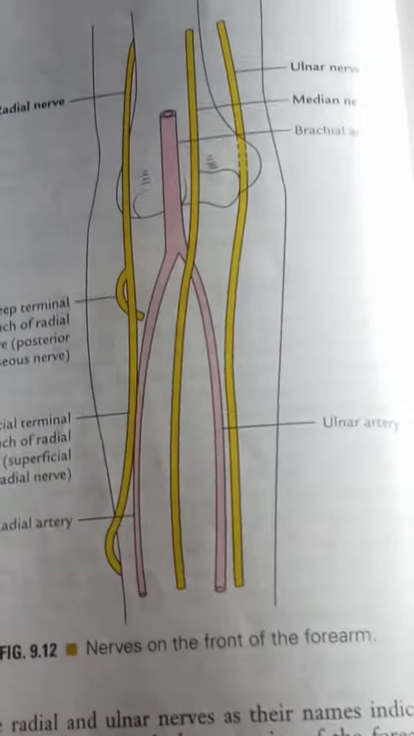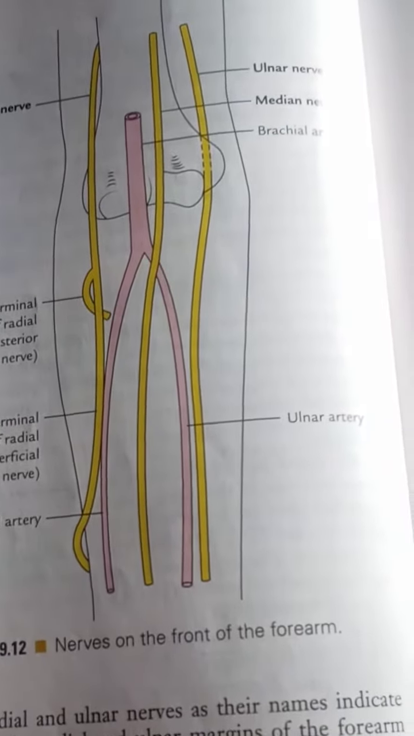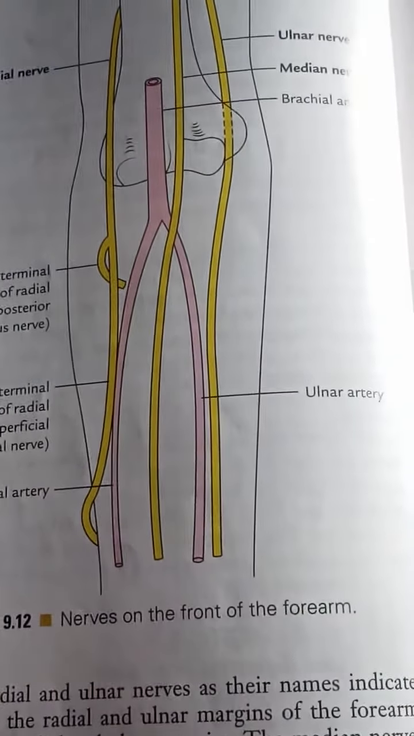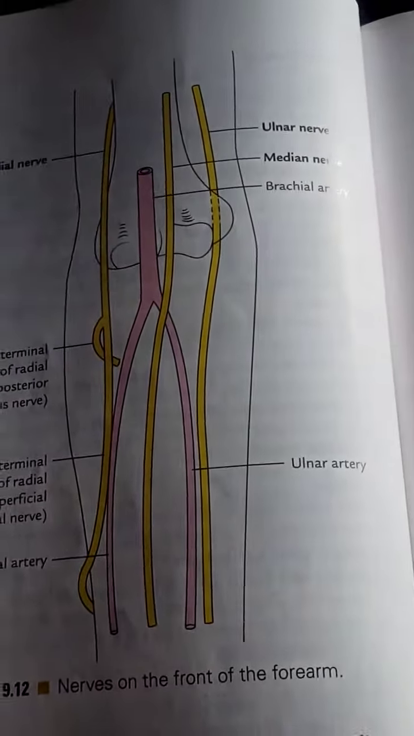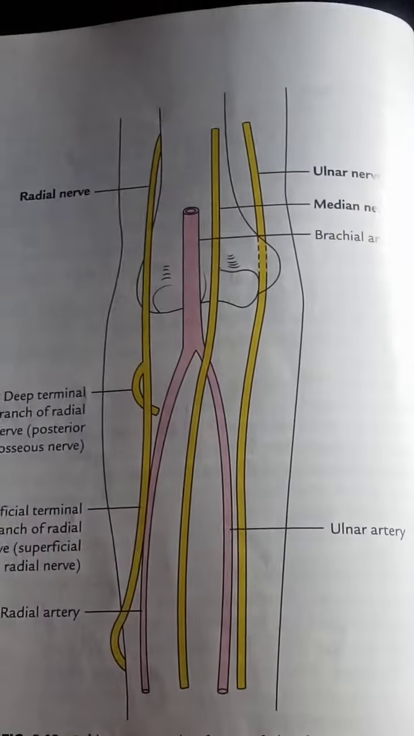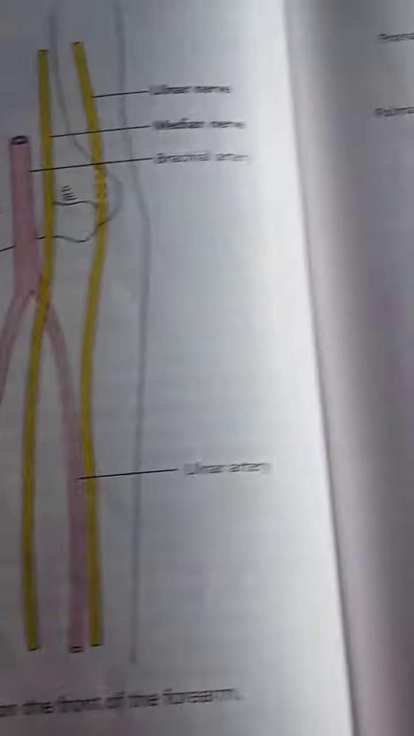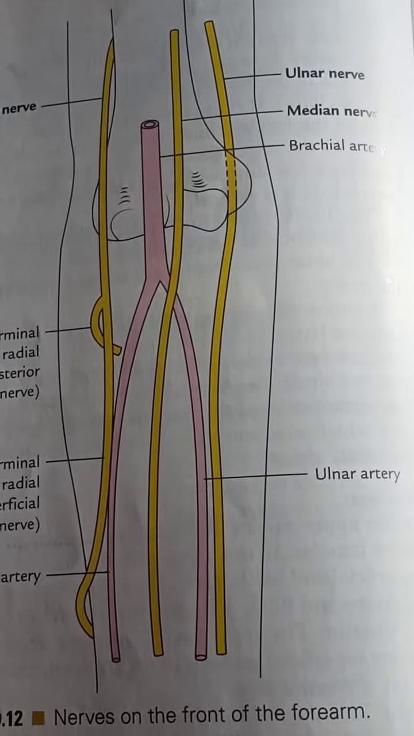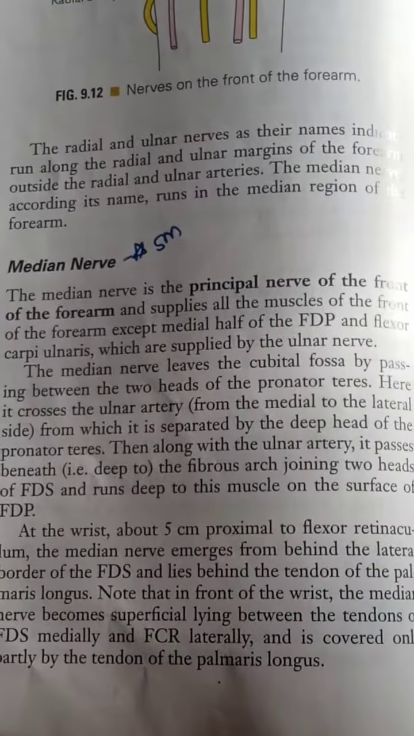Let's see about the first option. Median nerve courses superficially on the flexor muscles of the fingers. Actually, ulnar artery is on the medial side. Median nerve is lateral to the ulnar artery in the forearm. And look here.